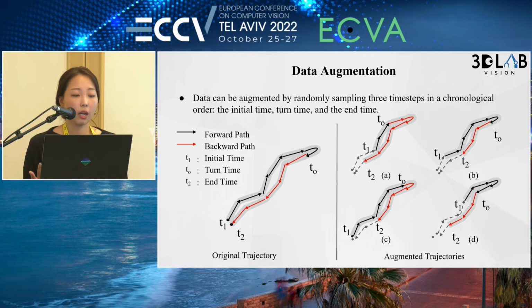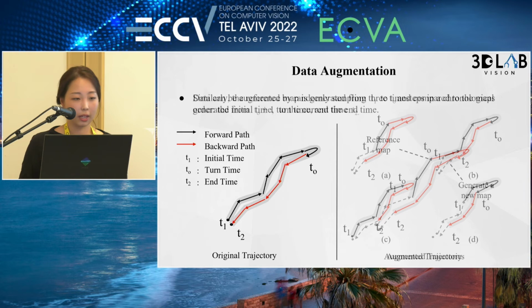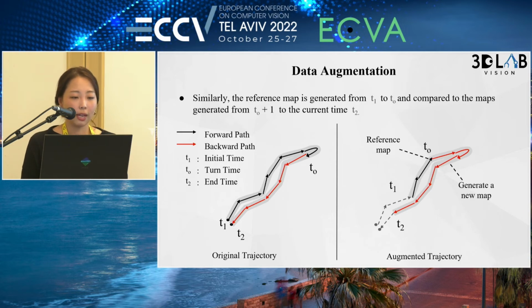More specifically, we're augmenting the original trajectory by randomly sampling 3 different time steps in a chronological order: the initial time T1, the turn time TO, and then the end time T2. And very similarly, the reference map is generated from time T1 to TO, and then the reference map is compared to every map generated from time TO to T2.